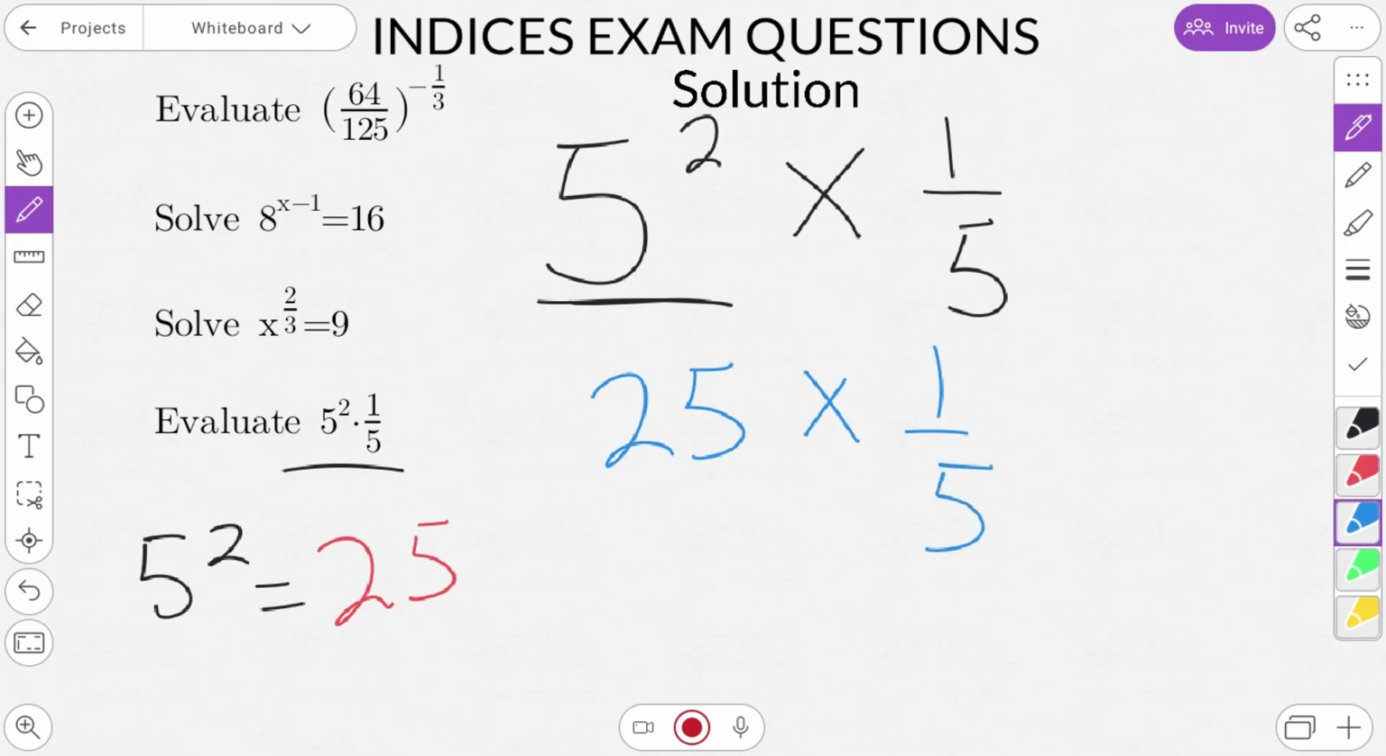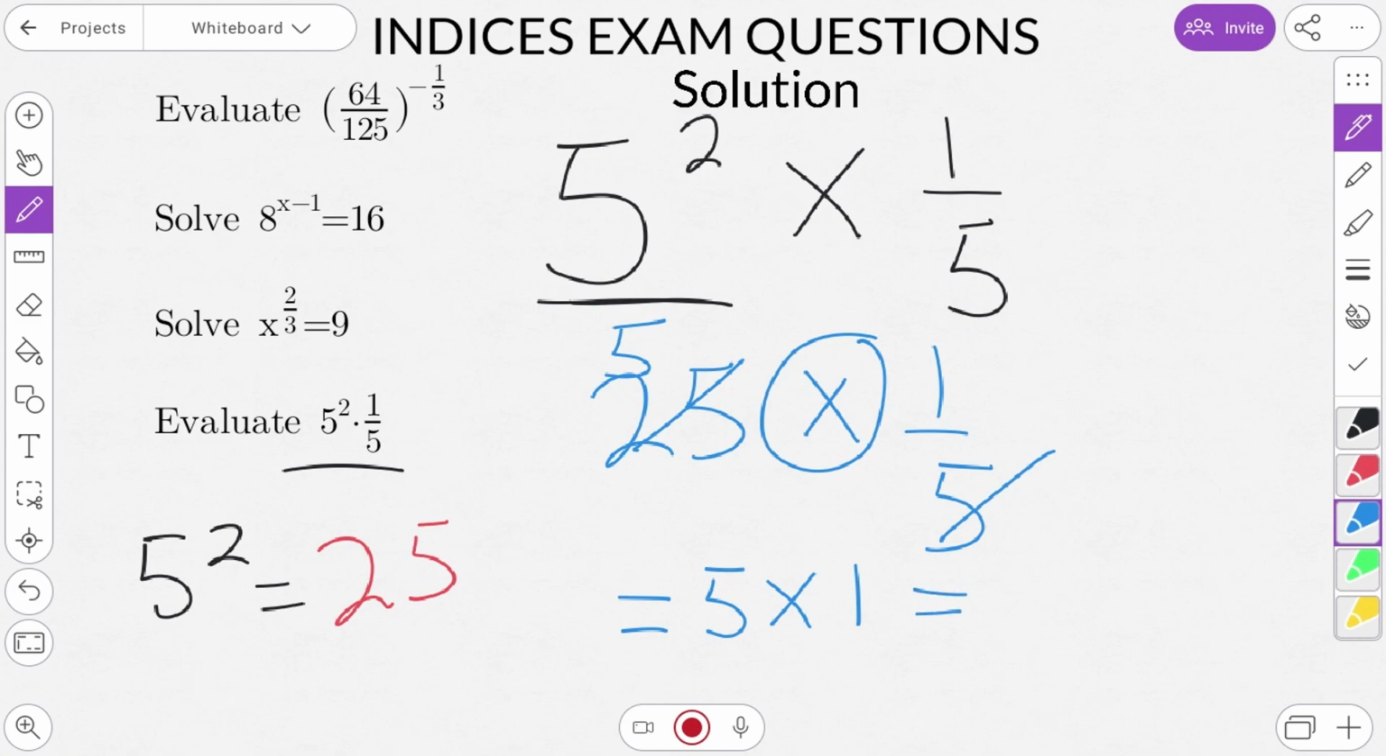5 and 25 have common factors, which means they can cancel out because of the multiplication. Now we get 5 times 1. So basically, our final answer is equal to 5. That is it for this question. As simple as that. Okay, so that is it for all the questions.